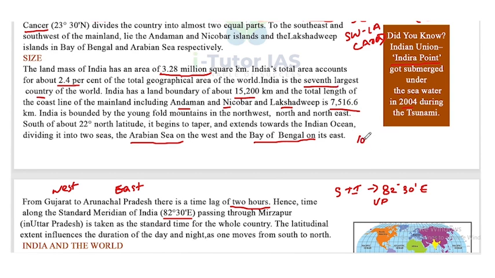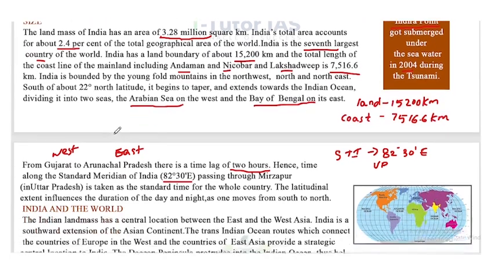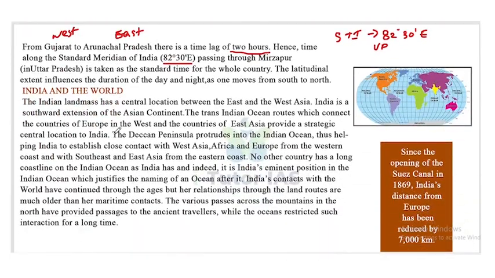India's land boundary is 15,200 kilometer. Then its coastline is 7,516.6 kilometer. Okay. Now, India and the world.